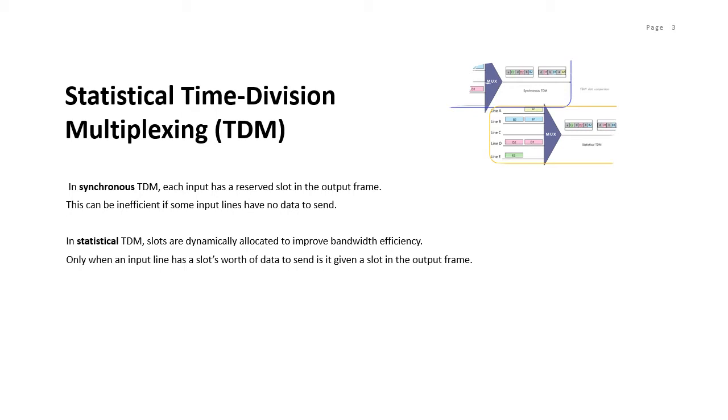As we saw in the previous video, in synchronous TDM, each input has a reserved slot in the output frame. This can be inefficient if some input lines have no data to send. An alternative to synchronous TDM is statistical TDM. In statistical TDM, slots are dynamically allocated to improve bandwidth efficiency. Only when an input line has a slot's worth of data to send is it given a slot in the output frame.